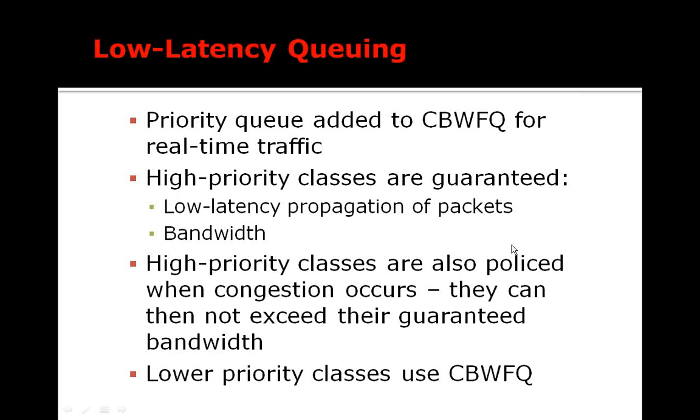High priority classes are guaranteed low latency propagation of packets, and bandwidth. High priority classes are also policed when congestion occurs. Again, as I mentioned before, we have to police that. Otherwise, if we don't, the low latency queue or the priority queue could potentially starve out all other data traffic. They can then not exceed their guaranteed bandwidth. Lower priority classes use CBWFQ. So all we're doing is adding a simple priority queue on top of class-based weighted fair queuing.